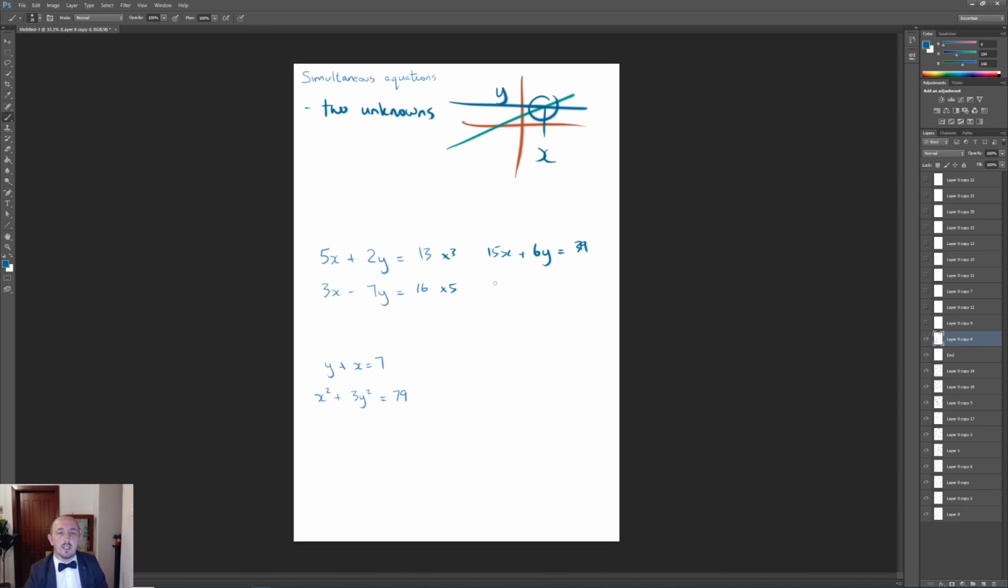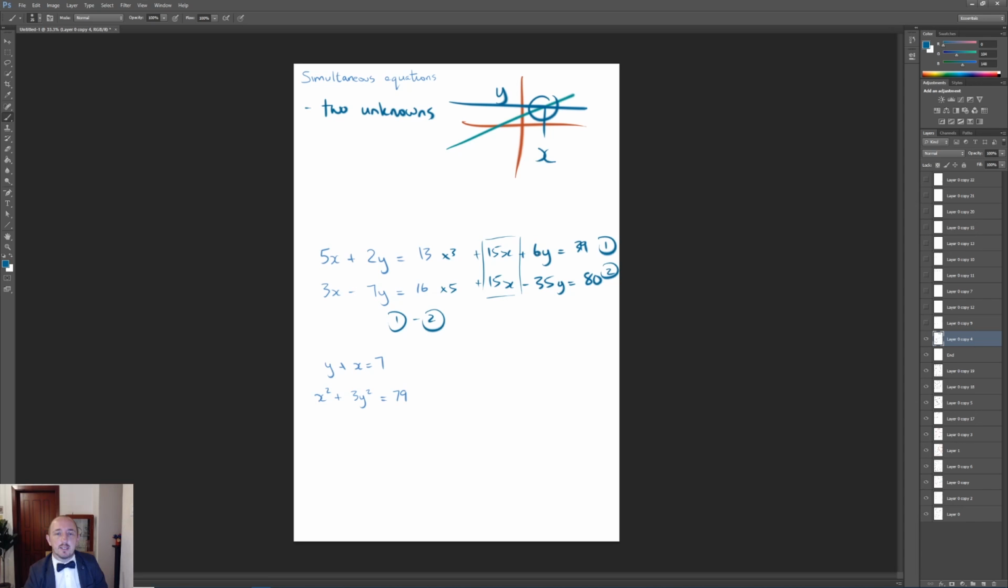The second equation, I times by 5 to get 15x minus 35y equals 80. Now I have two terms the same in x, and they both had the same sign in front. So if they had the same sign, we subtract them. Okay, so I do the first equation. It doesn't actually matter which way around. I'm going to do the first equation. So let's call that equation number 1, and this is equation number 2. I'm going to do 1 minus 2.